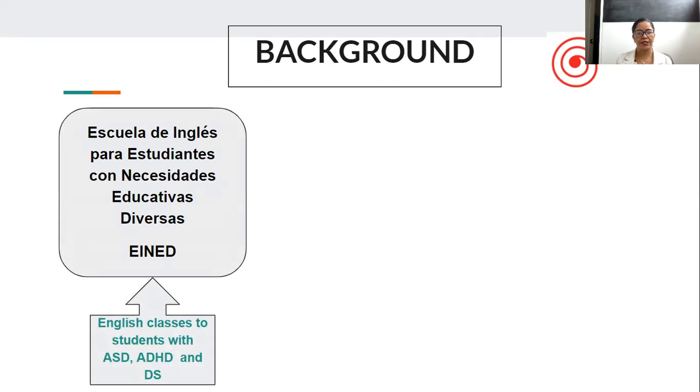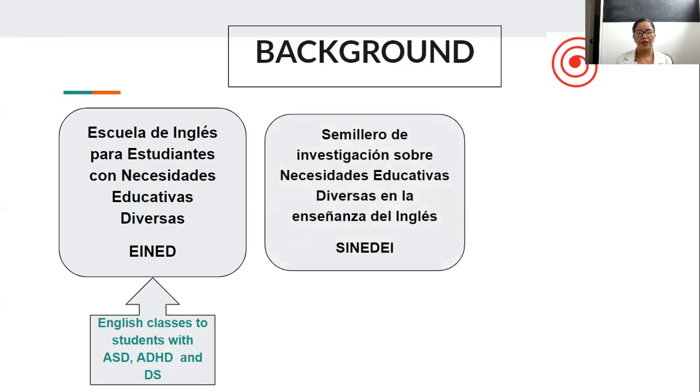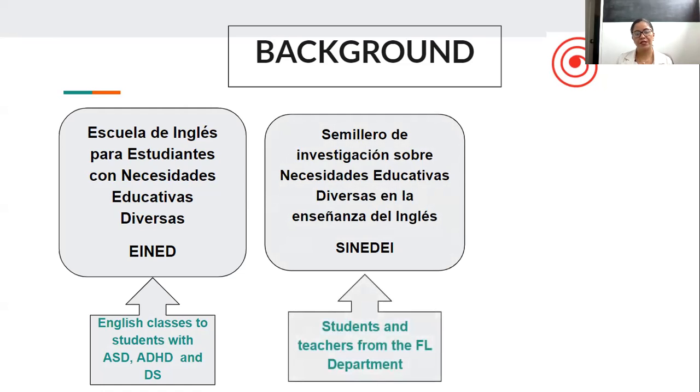So we have been working online because of the pandemic, and we offer 2 hours of English classes per week. I also coordinate another project at Universidad de Caldas called CineDay, which is a semillero de investigación. And in this semillero, we have students and teachers from the foreign languages department. So some of these studies that we have been carrying out are done in conjunction with the EINED project as well.